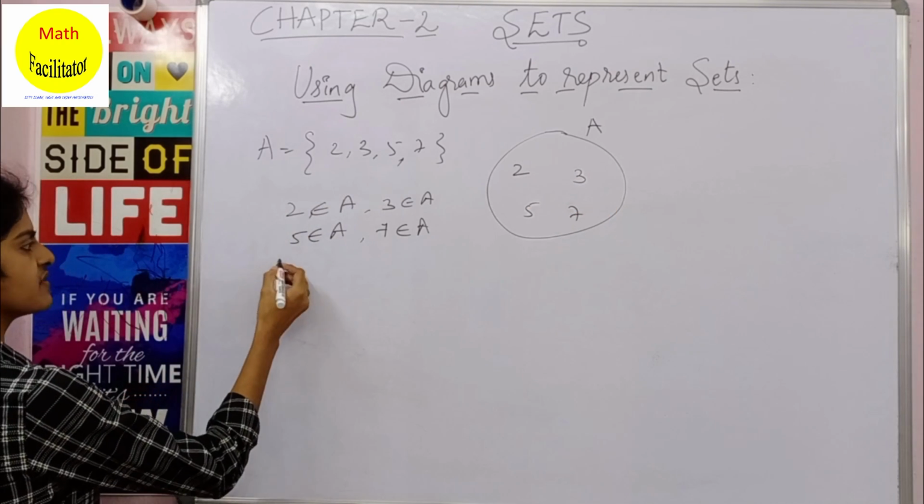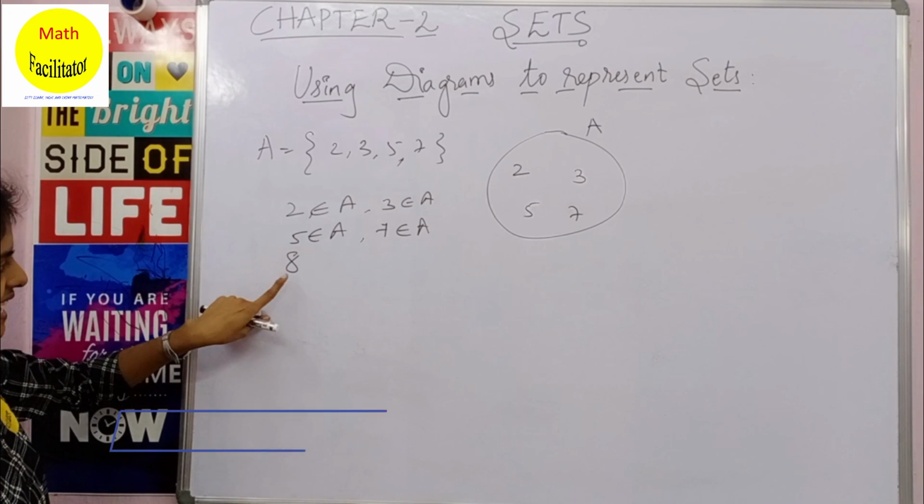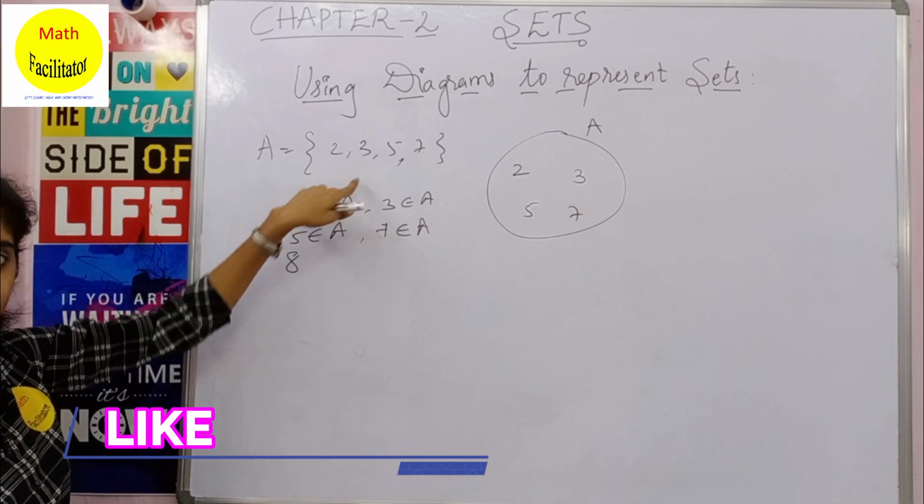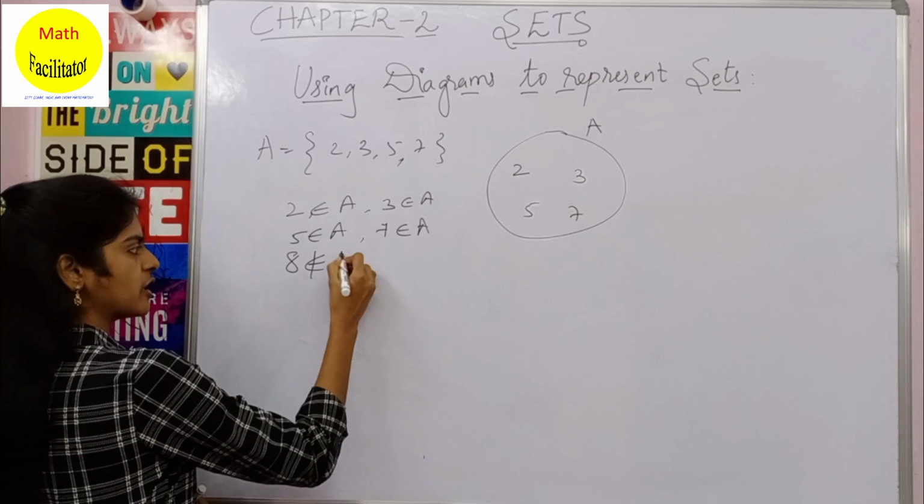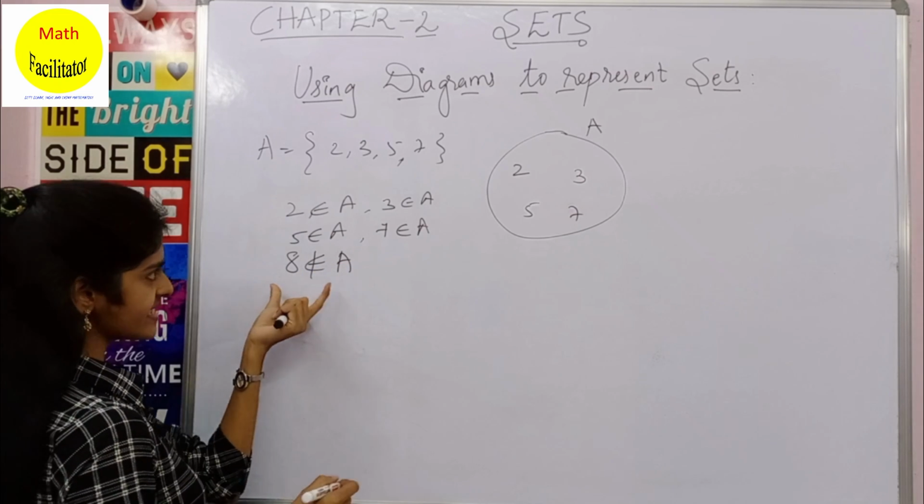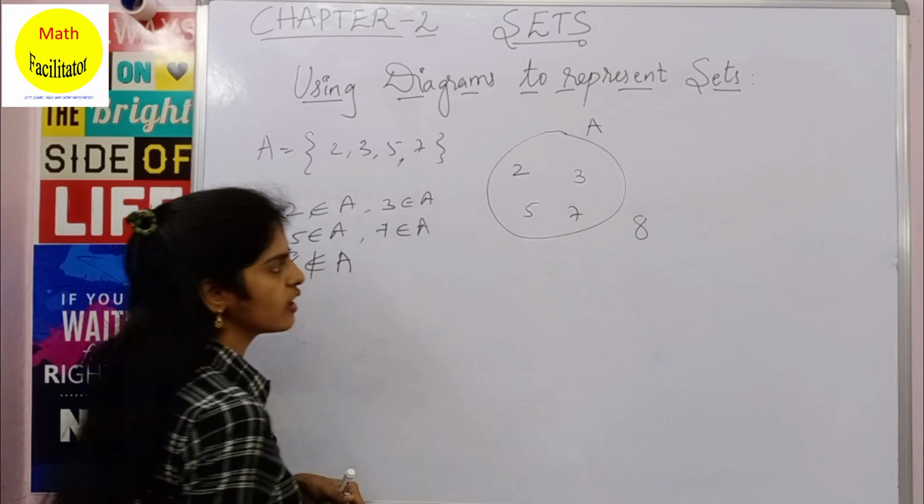Okay. Now suppose there is an element 8. Now is 8 an element of A? No. So 8 does not belong to A. In this case you will write 8 outside of the oval.